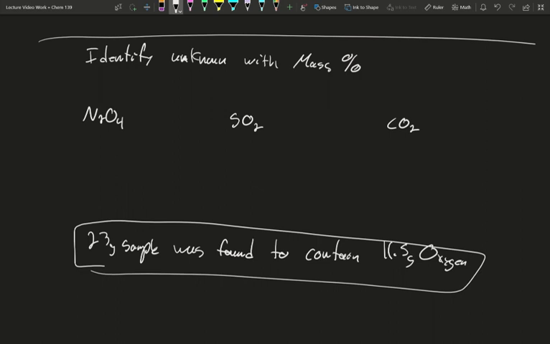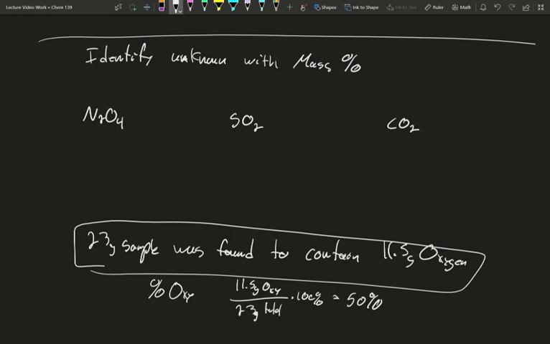Well, how do we do that? I have 11.5 grams of oxygen out of 23 grams of sample. So I can find the percent by mass of oxygen. It's going to be the mass of oxygen, 11.5 grams, over the total, 23 grams, and if you want, times 100%. Or you can leave it in decimal form, however works for you. 11.5 divided by 23 is 50% by mass oxygen.